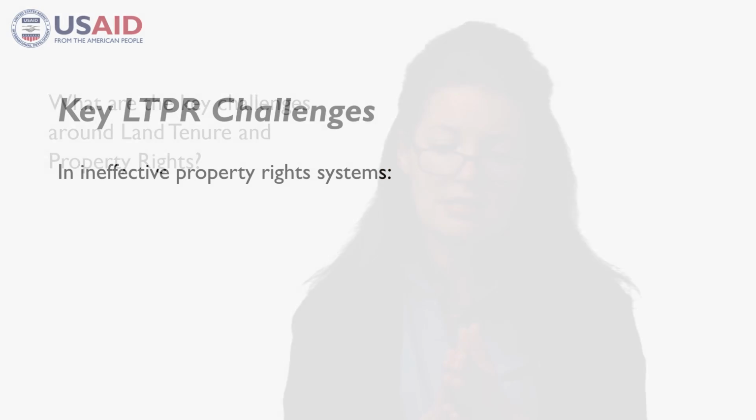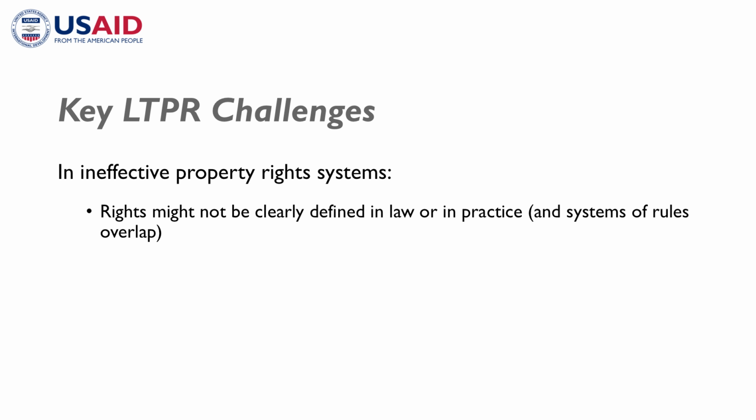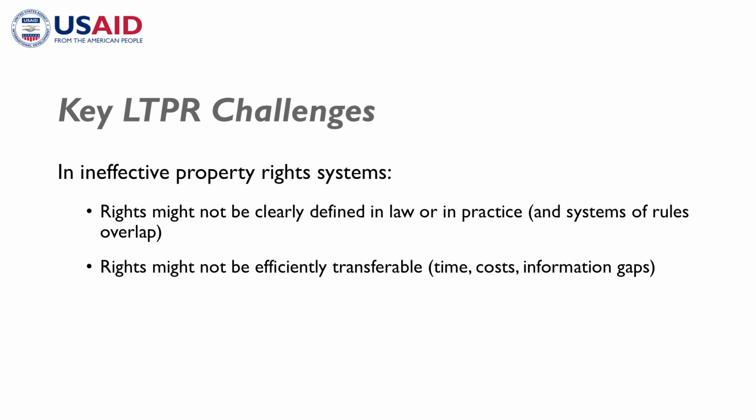So when property rights systems are ineffective, this means that the rights themselves may not be clearly identified either in law or in practice. Or it may be the case that an informal system and a formal system are overlapping. It could also be the case that rights are not efficiently transferable, and it is really important for people to be able to transfer use rights over land and resources from someone who can't use them so effectively to someone who can use them more effectively. Transfers may be made inefficient by problems related to big bureaucracy, high costs, and other barriers that make it difficult for people to transfer lands and resources from one person to another.